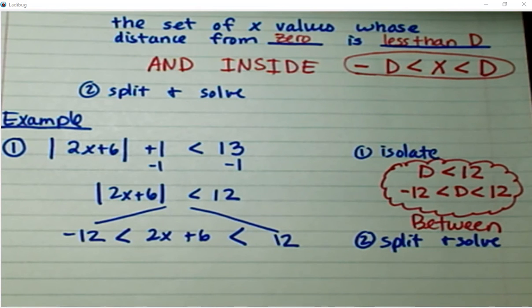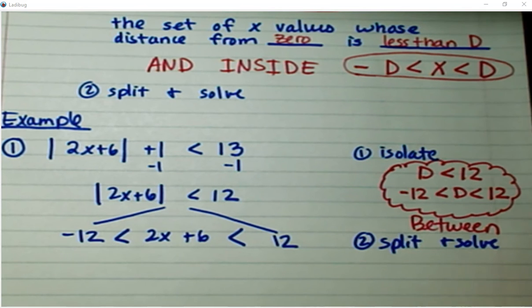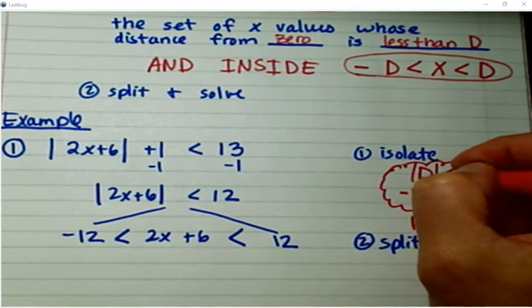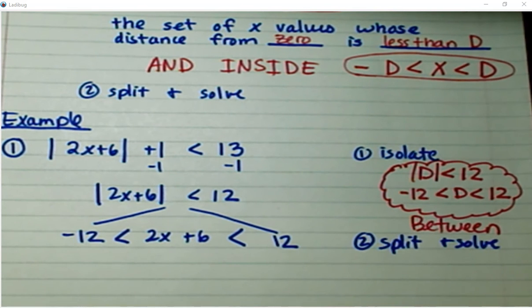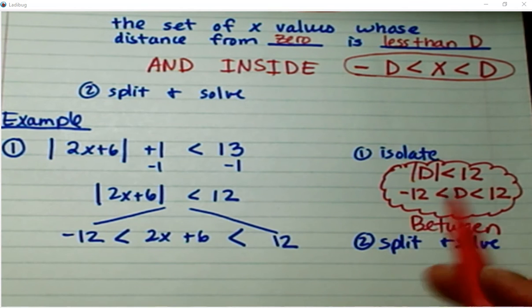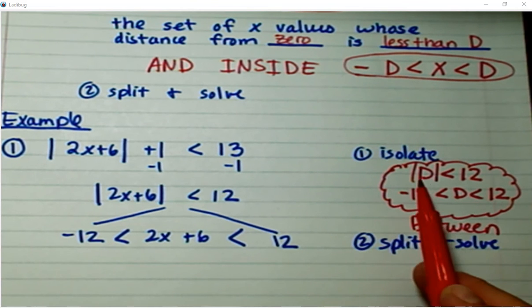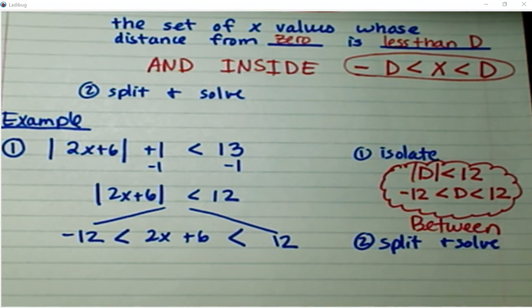Yes, question. So does D just mean the number, like it doesn't mean distance necessarily? D, yeah, it's the number, but it is the absolute value. Yeah, that turns into this because the distance has to be less than 12.